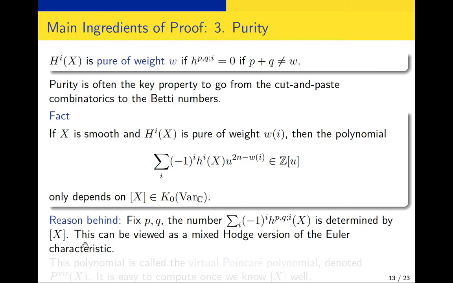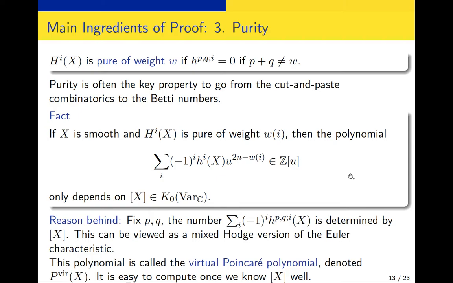This can be viewed as a mixed Hodge version of Euler characteristic. And actually, if you just remember that H^{p,q}_i is a black box decomposition satisfying this property, then you can already get everything we need today about mixed Hodge structure. This polynomial is in fact called a virtual Poincaré polynomial. And we just need to know that it's always easy to compute for configuration spaces because we know the combinatorics of cut and paste.